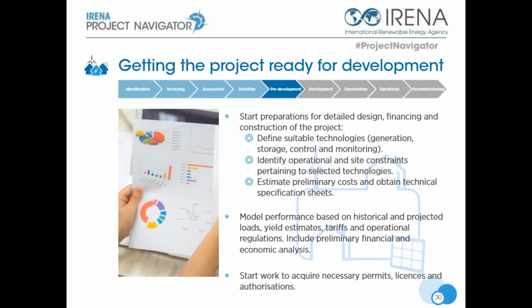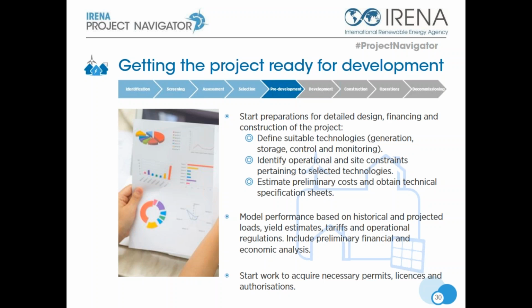The next phase is pre-development. During this stage, the developer basically prepares for detailed design, financing, and construction of the mini-grid system. Some of the key actions in this phase include the evaluation of suitable technologies for generation, for storage, for monitoring, and for control. Also for operational and site constraints pertaining to the selected technologies, and also an evaluation of the preliminary costs and technical specification sheets provided by the different vendors.